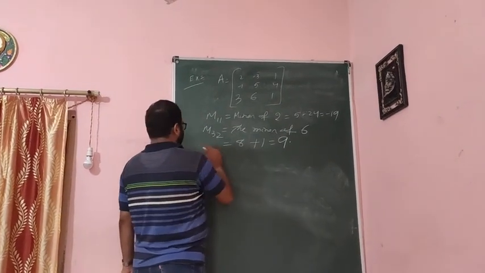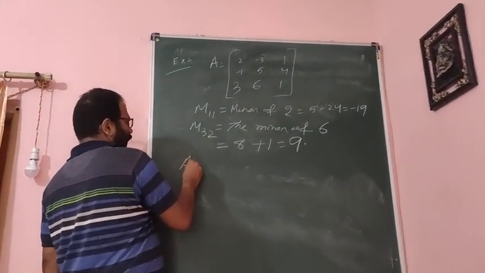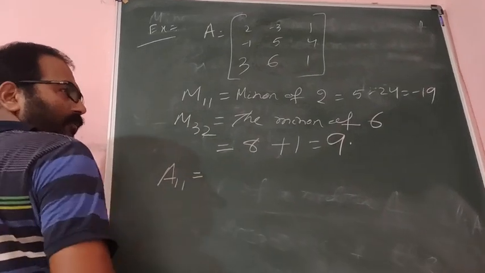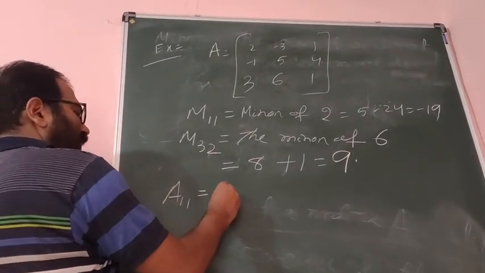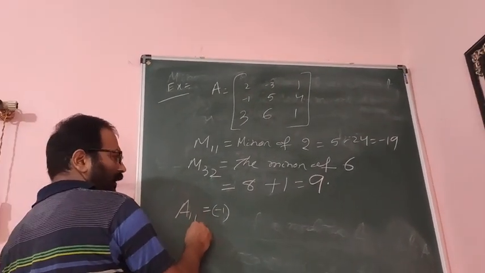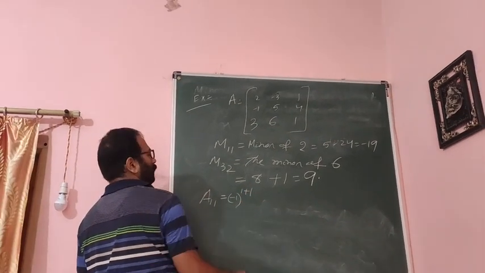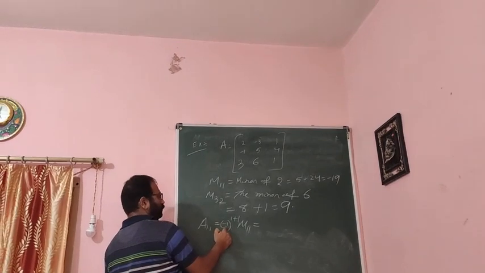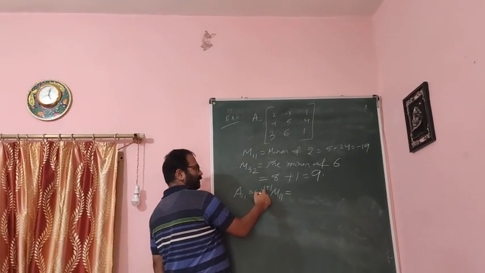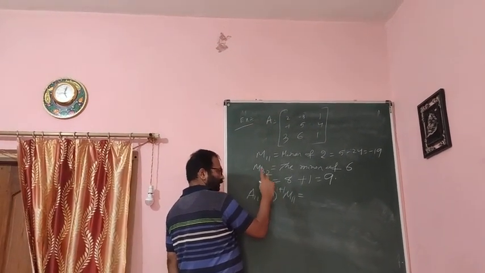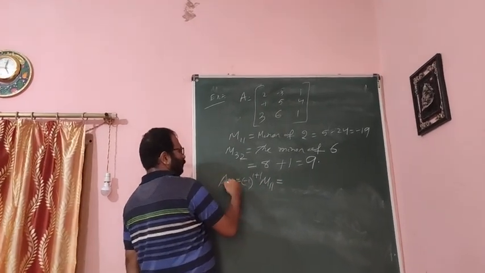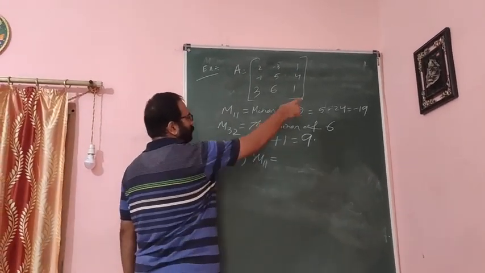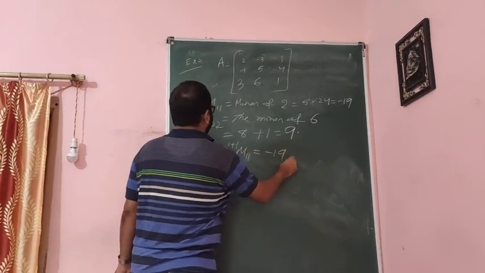Suppose I want to find the cofactors of all the elements, and find the cofactor matrix of it. Capital A11 means minus 1 to the power i plus j, meaning 1 plus 1, into M11. Here minus 1 to the power 1 plus 1, that is 2, so it is minus 1 squared, that is plus 1, so it is the same as M11. So it is minus 90.